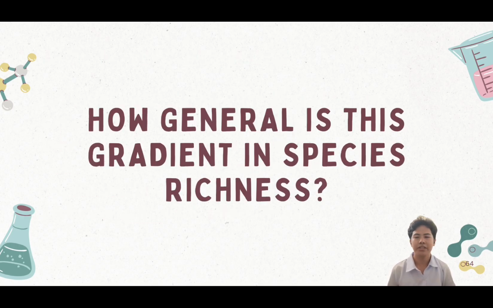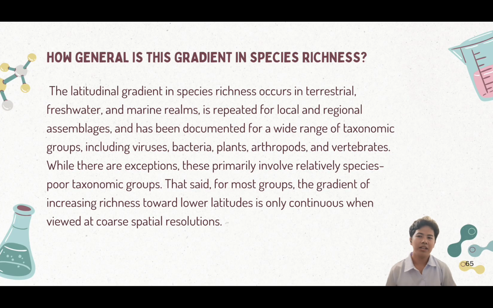Now, how general is the gradient in species richness? The latitudinal gradient in species richness occurs in terrestrial, freshwater, and marine realms. It is repeated in both local and regional assemblages and has been documented in a wide range of taxonomic groups including viruses, bacteria, plants, arthropods, and vertebrates. While there are exceptions to these, they primarily involve relatively species-poor taxonomic groups. That said, for most groups, the gradient of increasing richness toward lower latitudes is only continuous when viewed at coarse spatial resolutions.